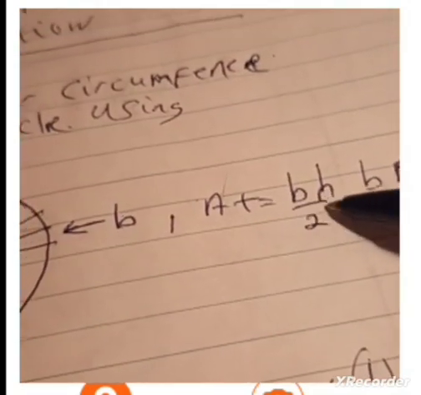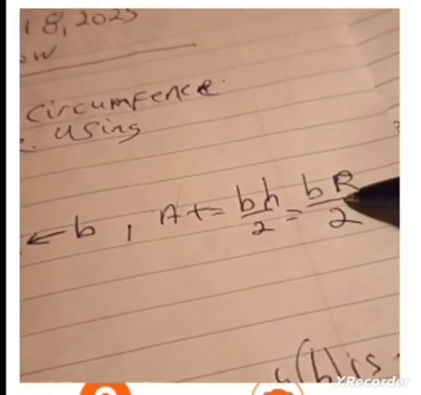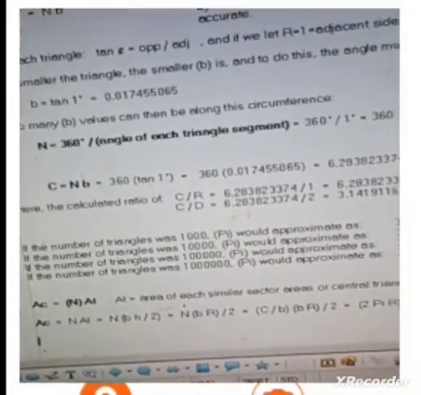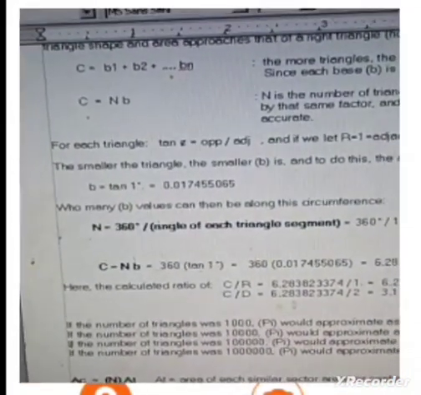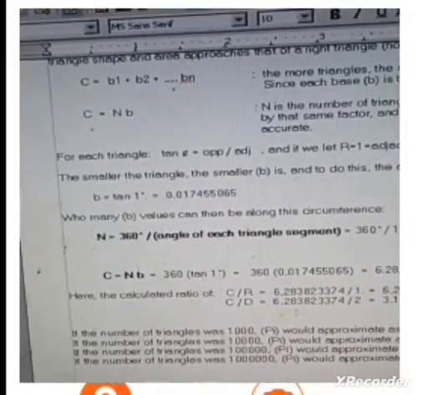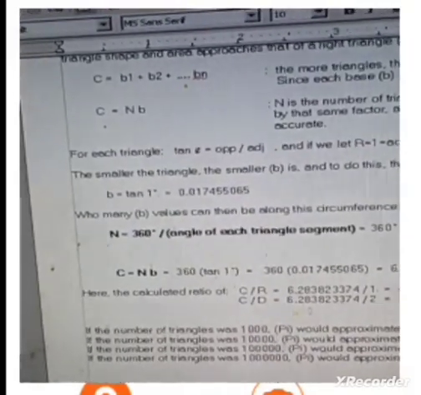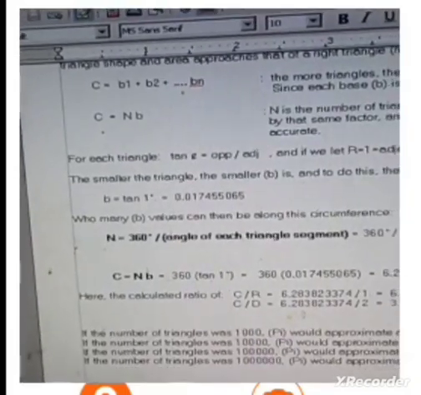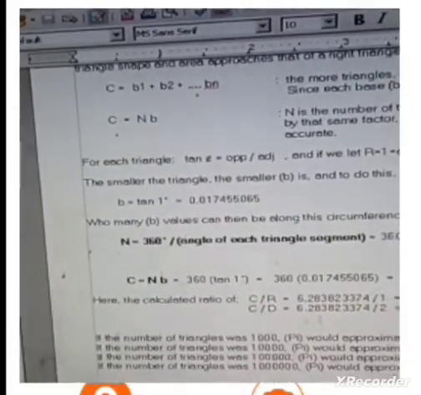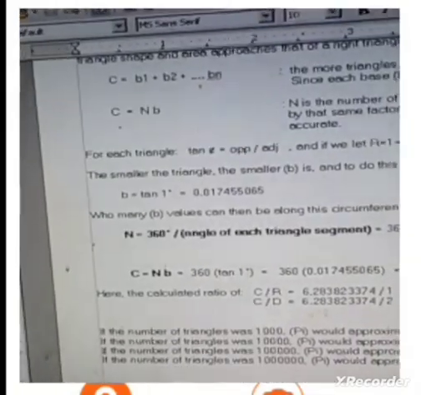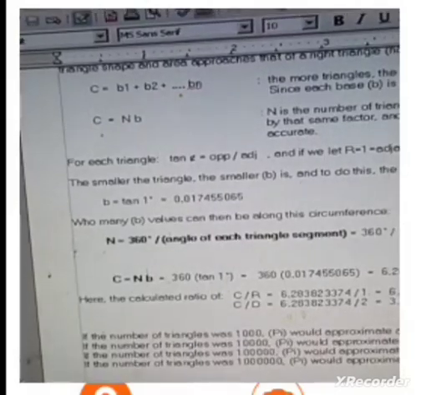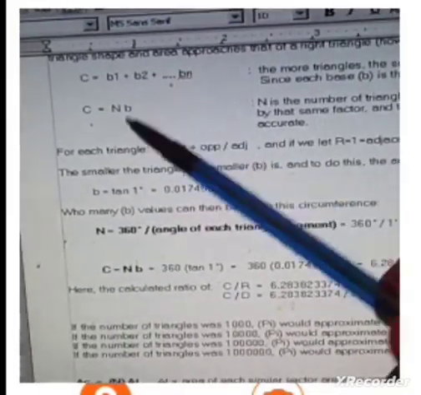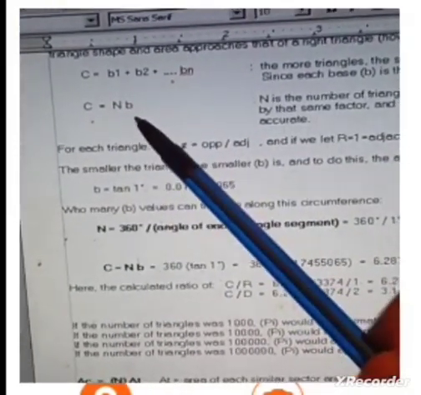So the area of a triangle is the base times the height, which is the base times the radius divided by 2. The circumference is the sum of those base values from B1 to Bn, and I'll make as many terms as possible. Since B is the same, that can be represented as multiplication depending on the number of triangles. So C equals the number of triangles times B.